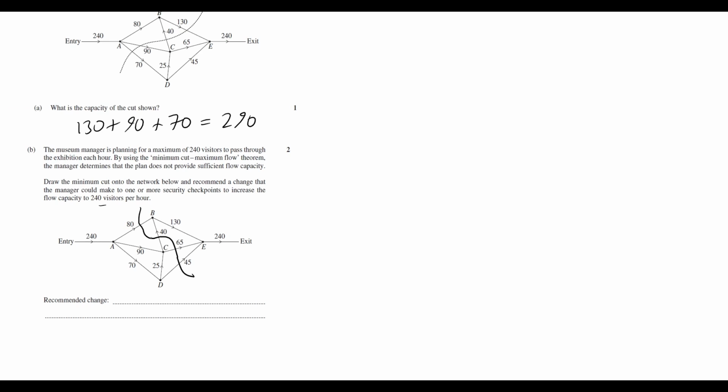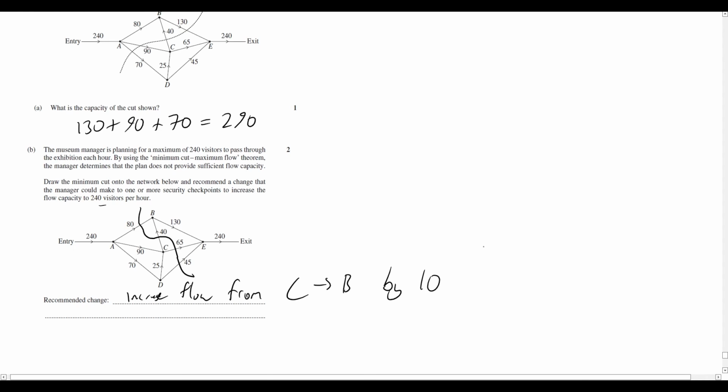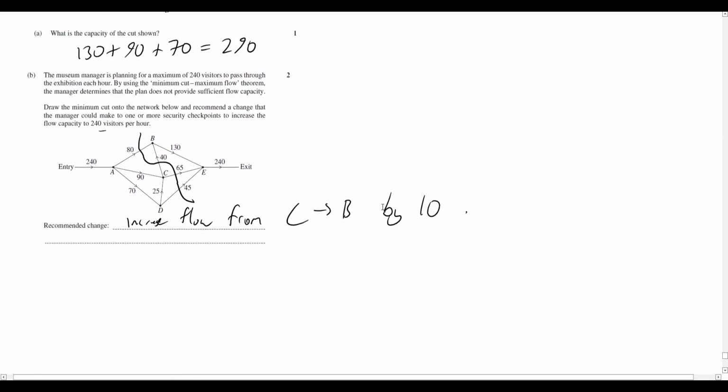So as a recommendation, we might just want to say increase flow from C to B by 10. And that will solve it. That will solve our problem of the maximal flow, increasing it so that we can reach a capacity of 240. Okay, moving on now to question 41.